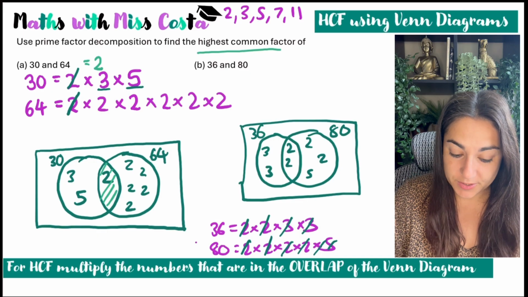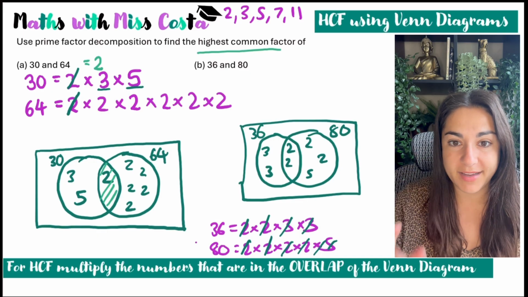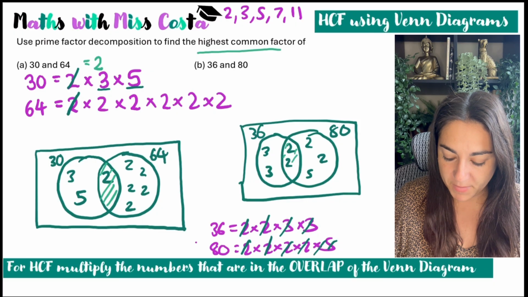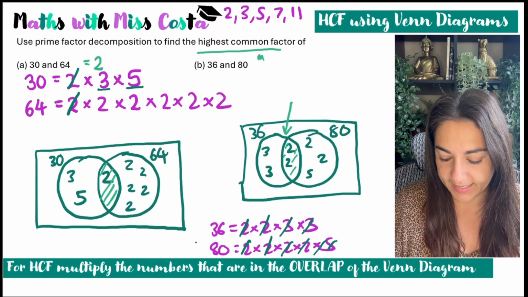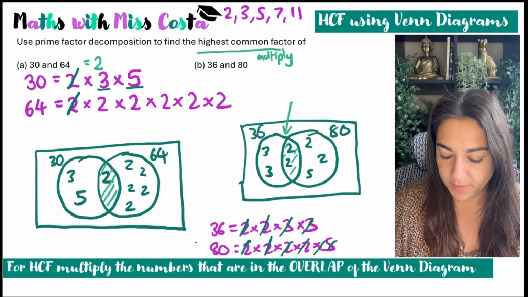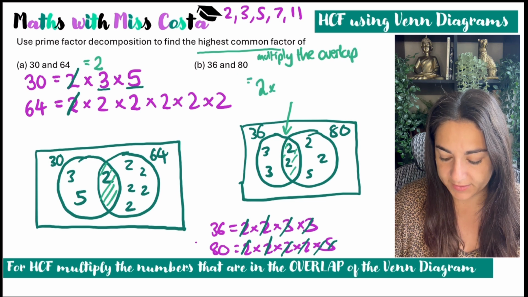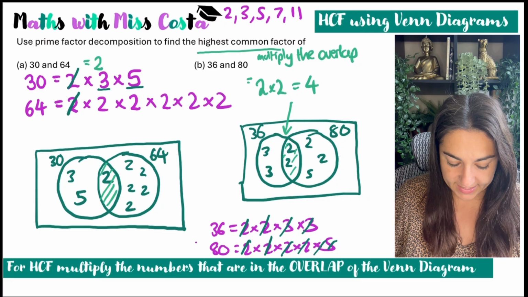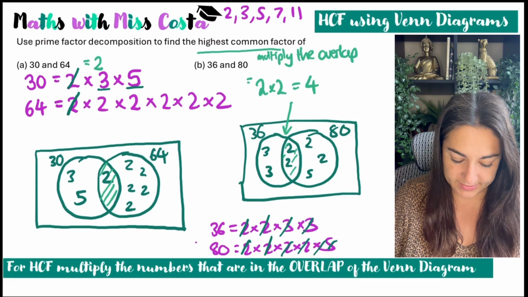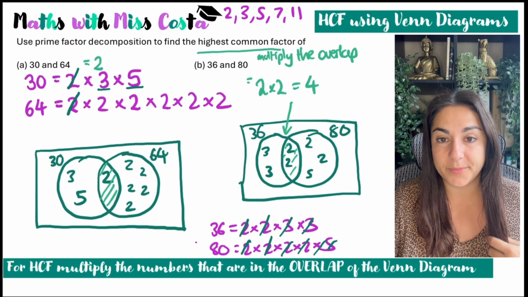Okay, so to work out the highest common factor, we're just going to multiply everything that's in the intersection. So for the highest common factor, multiply what's in the overlap. Okay, so that's going to be 2 times 2, which is 4. So 4 is the highest common factor of this.